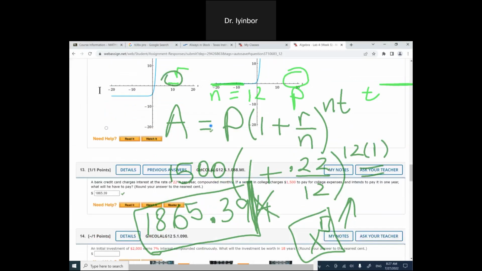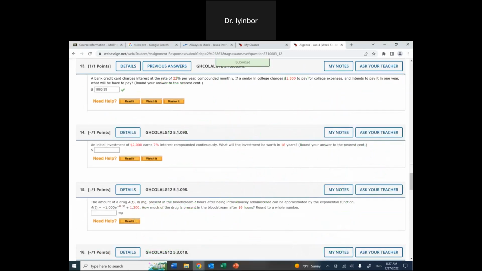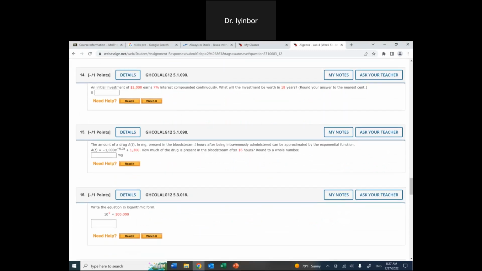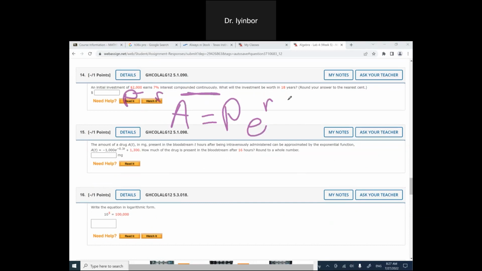And that's good. Now, the next question we have is number 14. And number 14, it's another investment problem. I have to read it first, of course, to see which formula we're going to use. So we have an investment of 2,000. So that's the principal. 7% rate is the R. Compound continuously. So for continuously, we use the continuous formula, which is A equals principal times E with exponent RT. So this is the formula you're going to use. Principal, E with exponent RT. And what will the investment be in 18 years? That is your time.